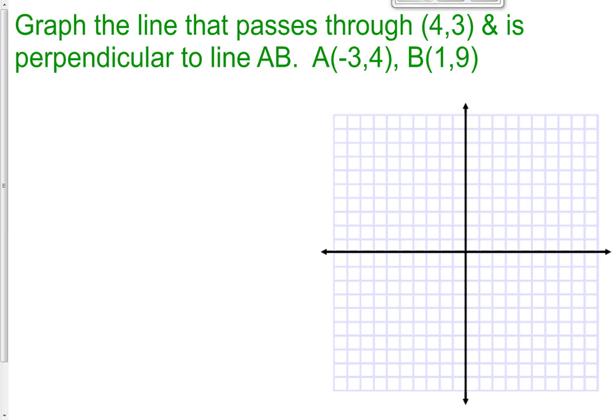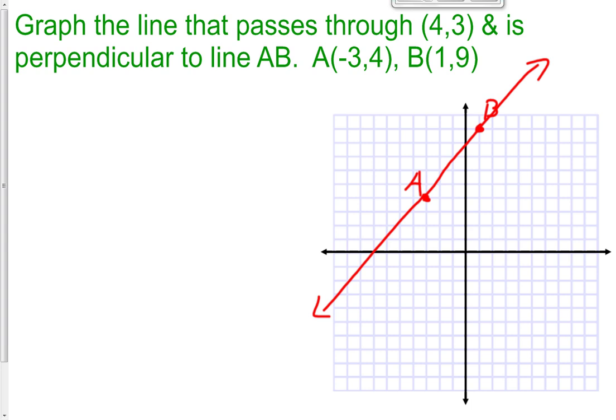Last one for the day. Graph the line that passes through 4, 3 and is perpendicular to line AB. Let's first graph line AB. So let's go left 3 and up 4. There is point A, and point B is right 1, up 9. All right, so there is line AB. We can consider it going on forever.